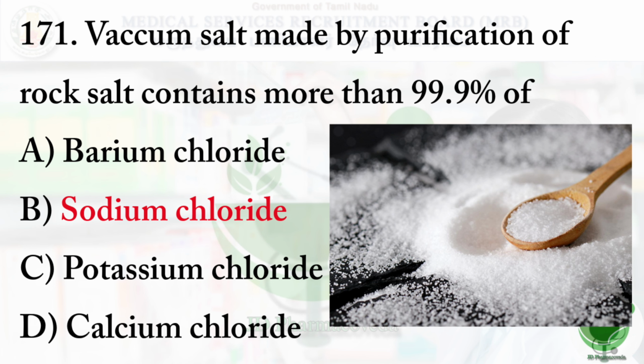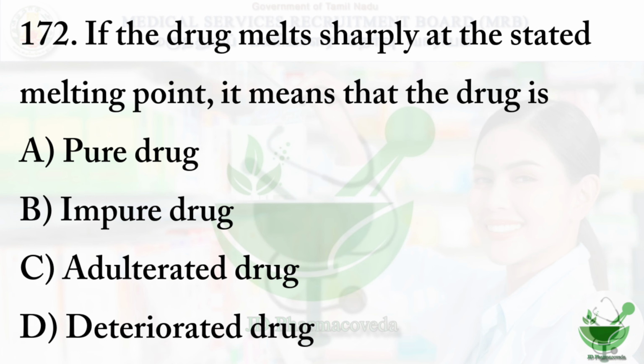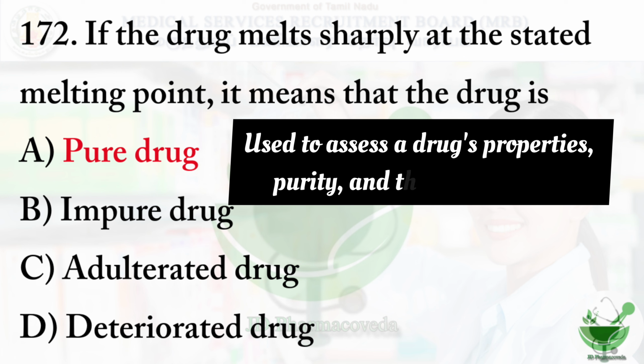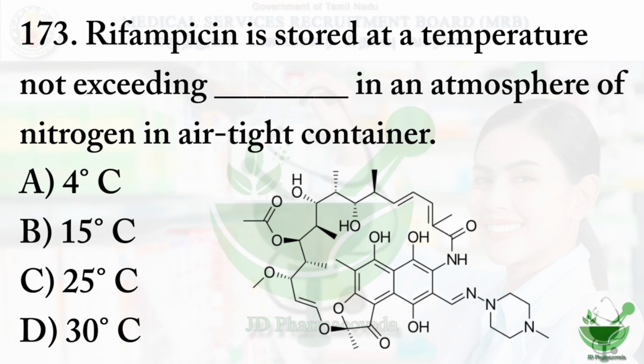Then question number 172, if the drug melts sharply at the stated melting point, it means that the drug is option A pure drug, option B impure drug, option C adulterated drug, option D deteriorated drug. So the right option is option A pure drug. The melting point of a drug is a physical property that is used to assess properties like purity and thermal stability. Then question number 173, rifampicin is stored at a temperature not exceeding dash in an atmosphere of nitrogen in airtight container.